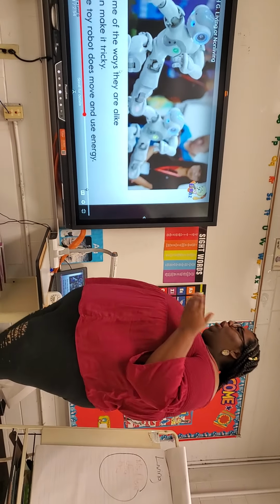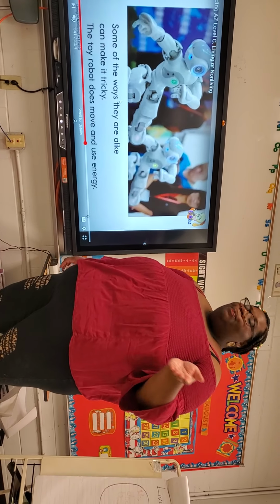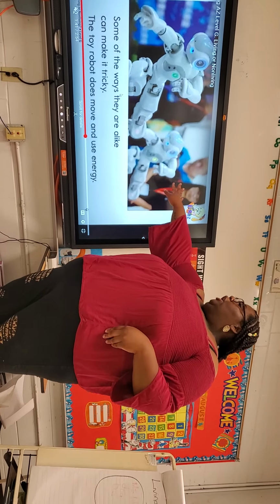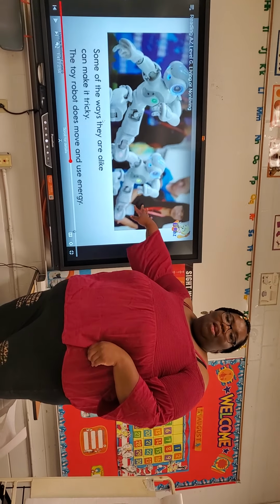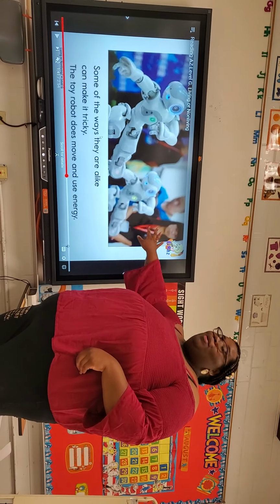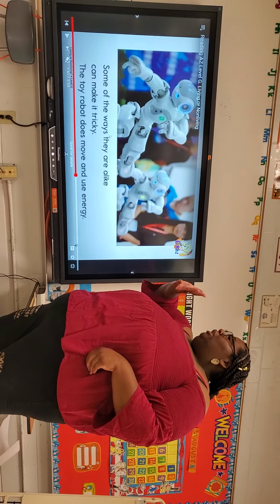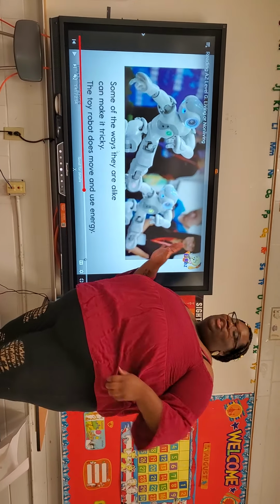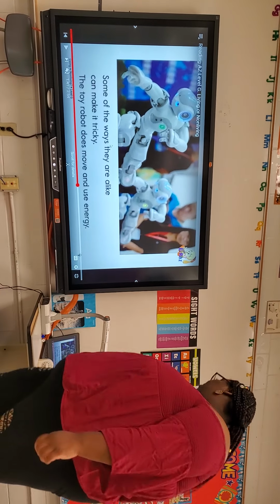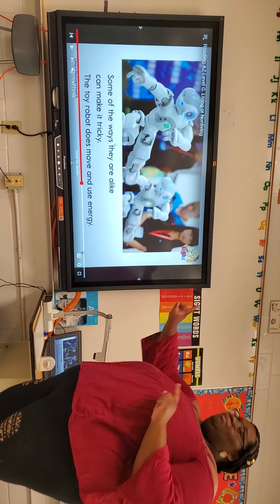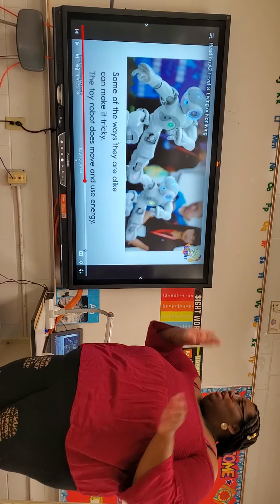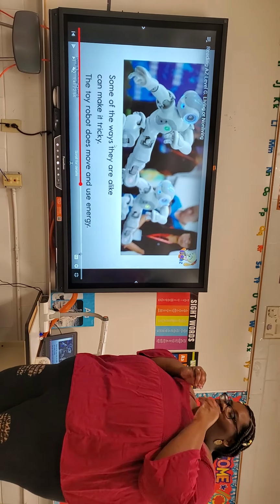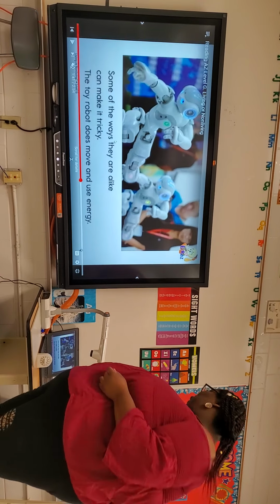Some of the ways they are alike can make it tricky. The toy robot does move and use energy, but it's only operated by what? Batteries. It does not reproduce. It does not have living cells, which make us alive. It has none of that. It's just operated by batteries. So don't think that because it moves, it's living. It's not. Non-living things are not alive, okay?